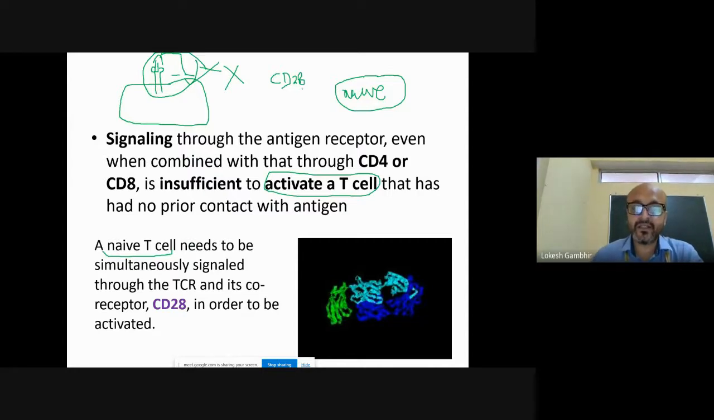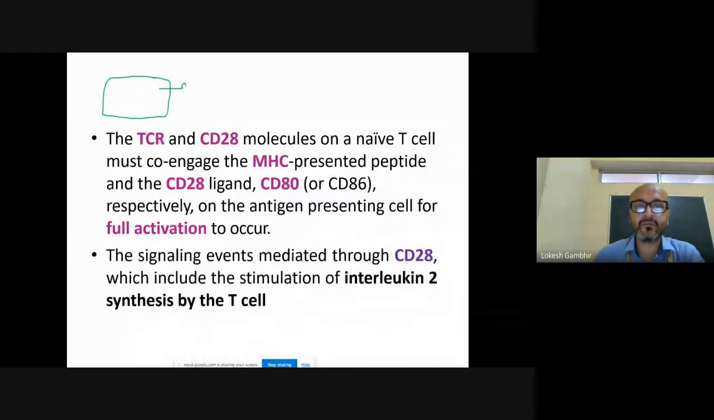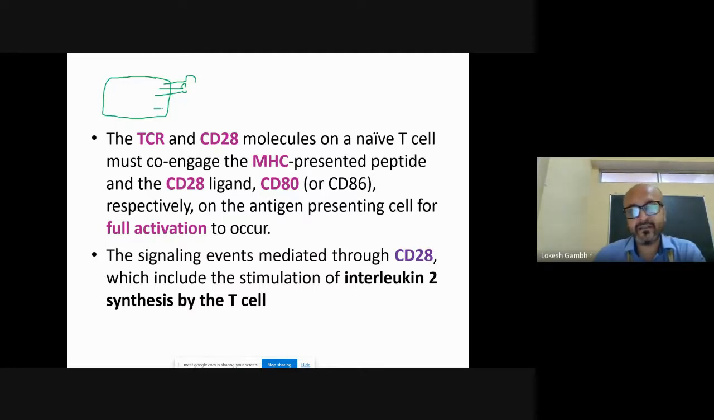CD28. Now this CD28 is present on T cell and it binds to the antigen presenting cell's counterpart. Now what is the counterpart? A T cell will be having a T cell receptor. It will be having CD4 or CD8. Simultaneously, there is also a presence of a molecule called CD28. Now, this CD28 will bind to the receptor present on the antigen presenting cell.